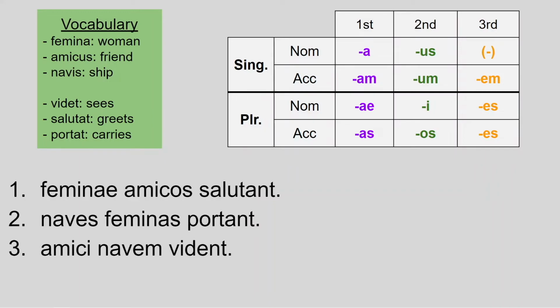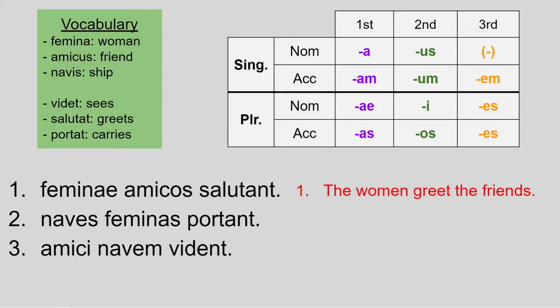So for number 1, I've got 2 nouns. I've got feminae with an AE and amicus with an OS. Using my table at the top, I know that feminae matches the nominative plural for the first declension, and amicus matches the accusative plural for the second declension. So I have women in charge and friends as the object. So this sentence means the women greet the friends.